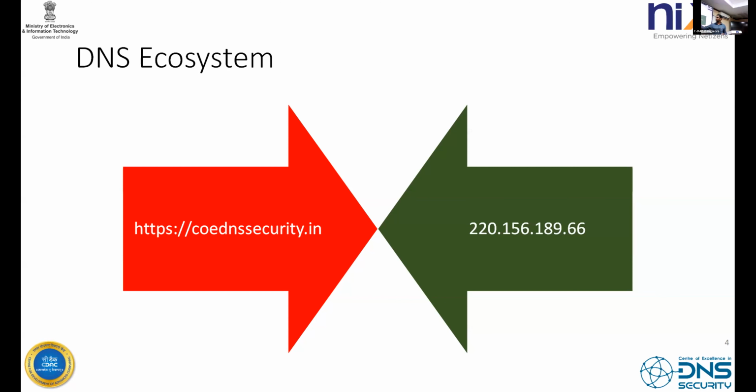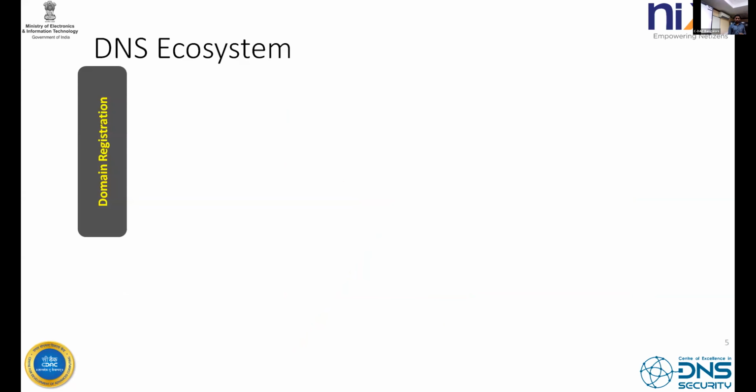So this domain name has to get translated into its corresponding IP address, and that is what the DNS ecosystem does in a single line. There are many other related things that happen in the DNS ecosystem, and we'll be covering a few of them in this session, but the primary work is this translation of a domain name into an IP address. Okay, let's try to understand the DNS ecosystem.